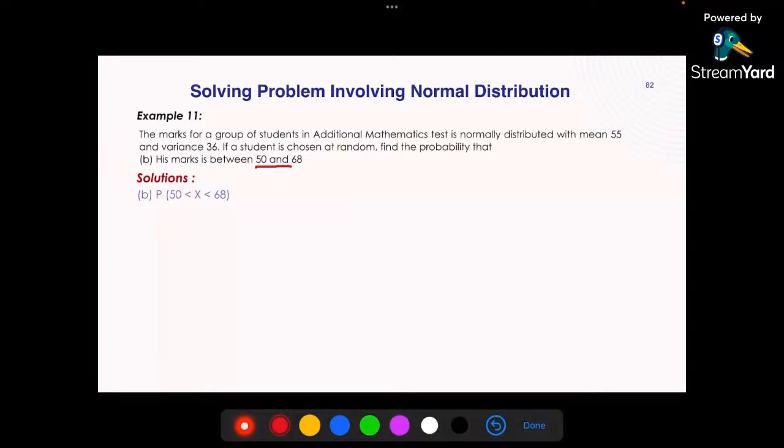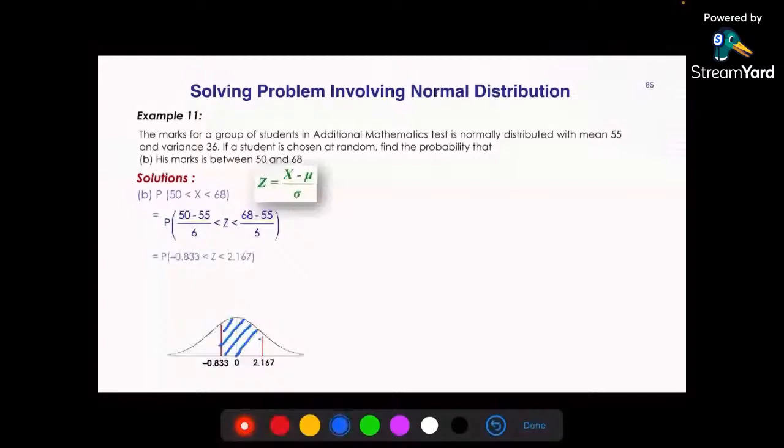So 50 minus 55, standing for the mean, over 6. Okay. And then 68 minus 55 over 6. So you akan dapat the value here adalah negatif 0.833 dengan 2.167. So you akan dapat this one. And the area is between here. So meaning that kalau macam ni kita just tolak the both tail tu and tail tu kan.